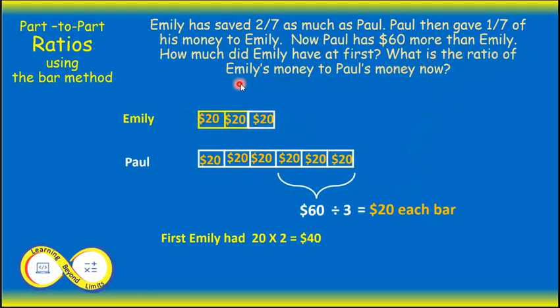The next part they want us to answer is, what is the ratio of Emily's money to Paul's money now? That ratio is going to be 1, 2, 3 parts to 6 parts.